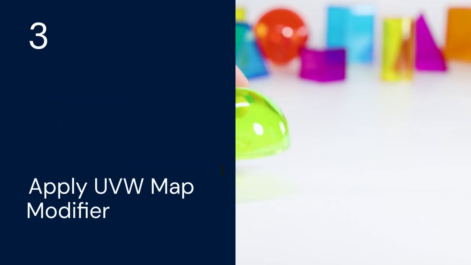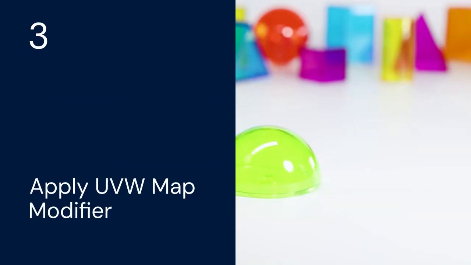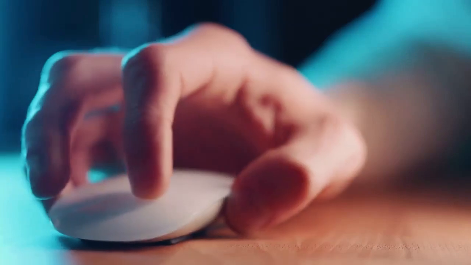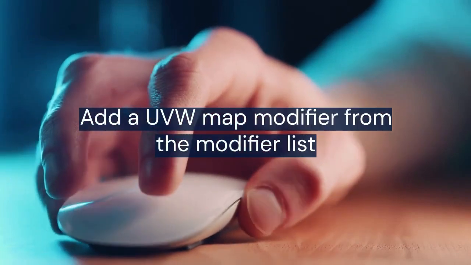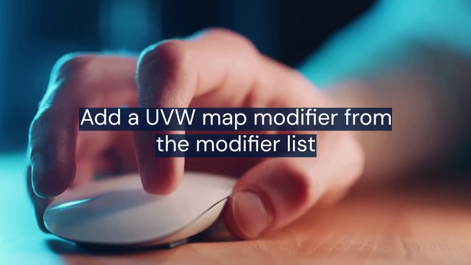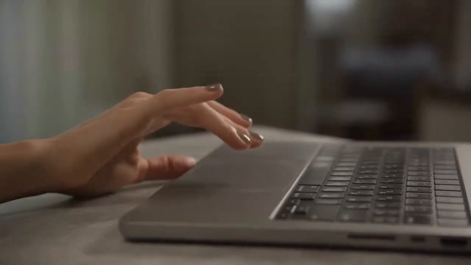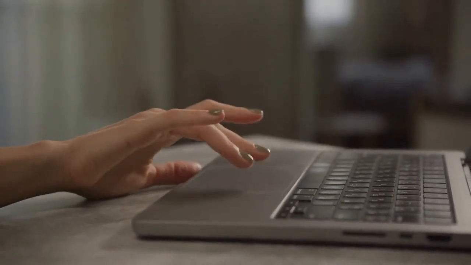Troubleshooting tip 3. Apply UVW map modifier. Sometimes, the model might lack proper mapping coordinates. Add a UVW map modifier from the modifier list. Experiment with different mapping types like box or planar.